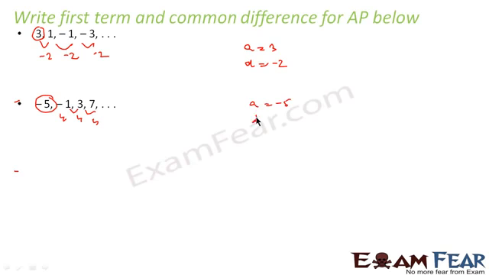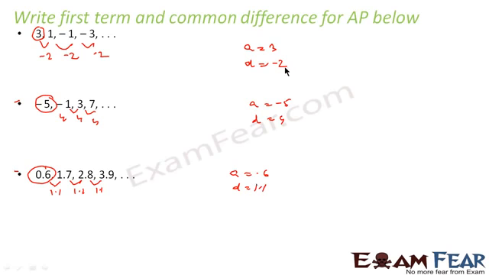One more example. 0.6, 1.7, the difference is 1.1. 2.8 minus 1.7, difference is 1.1. 3.9 minus 2.8, difference is 1.1. So here also if you see the difference is 1.1 and the first term is 0.6. A is equal to 0.6 and d is equal to 1.1. Very simple. If you have the series, you can find the common difference and the first term. And if you have the first term and common difference, you know the series.